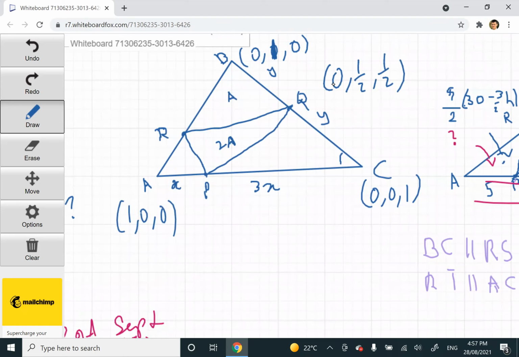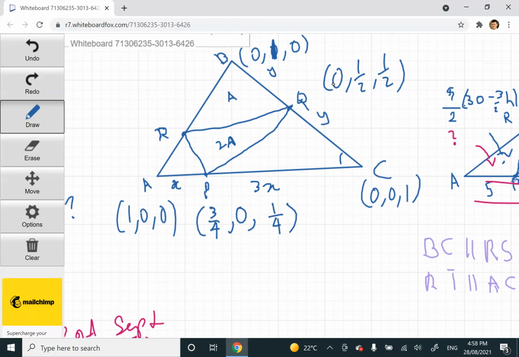So P is in the ratio 3 to 1, so it has 0 in the B coordinate. And if it's closer to A, then it should have more mass at A, right? So the ratio of the masses is opposite the ratio of the distance.